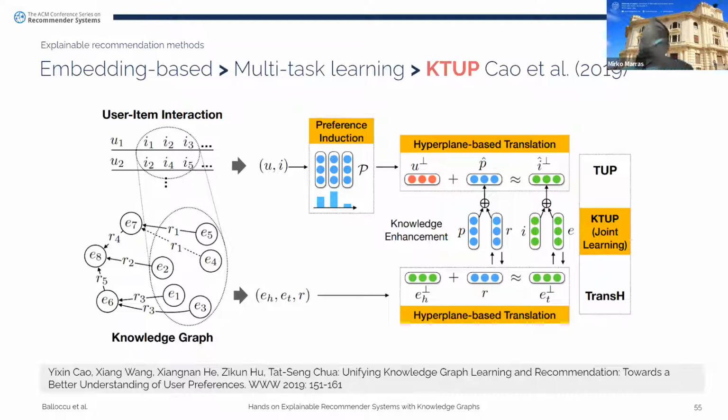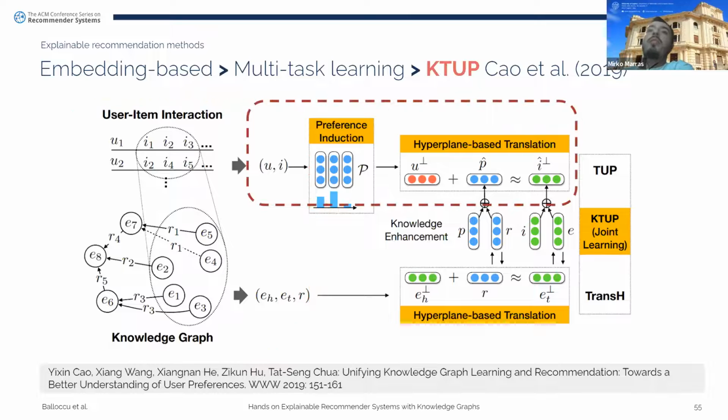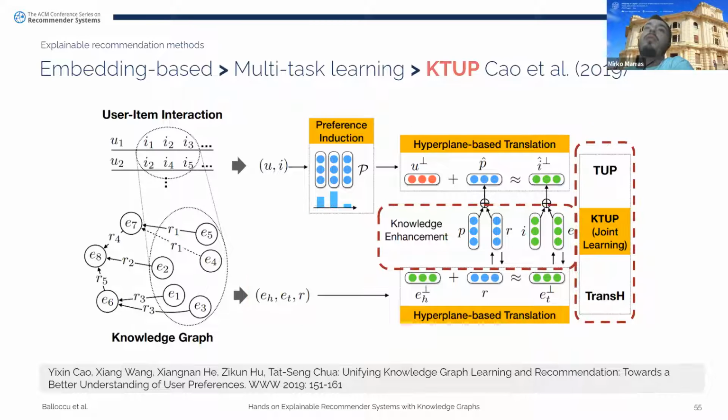So on the left side, we have the inputs: the user item interactions, the knowledge graph, and the alignments between items and entities. The top right corner is the task for item recommendation, where we aim to optimize user and item embeddings for predicting the interaction vector. And at the bottom, we aim to predict the tail entity of a KG based on the head entity and the relationships. So this is the common KGE module. And KTUP jointly learns the two tasks by enhancing the embeddings of items and preferences with that of entities and relations in the knowledge graph.